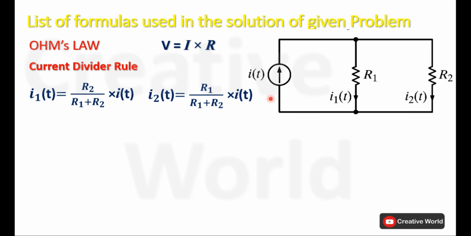But the limitation of this rule is that it is very easy for networks that have only two resistances connected in parallel. Whenever the number of parallel resistances increases, the complexity of this rule also increases. So normally we prefer to use this rule only for 2 or 3 parallel resistances.